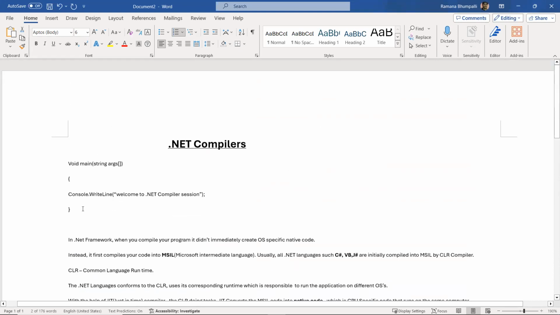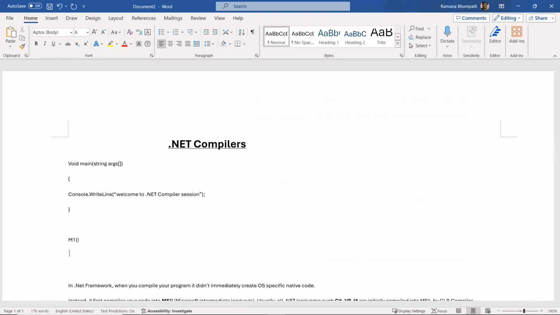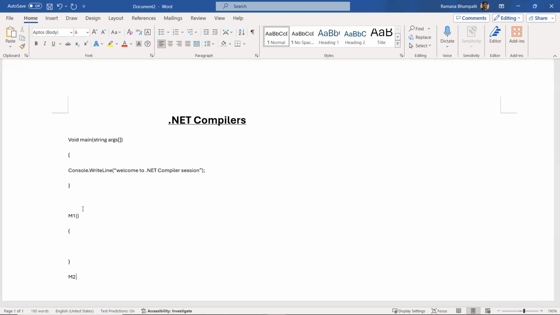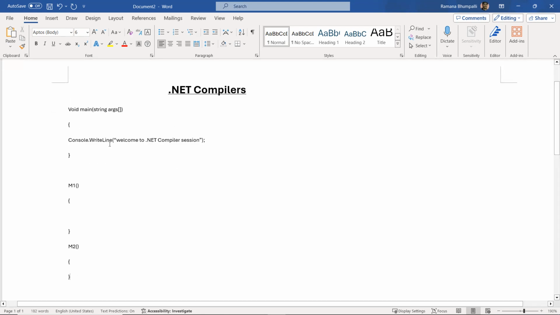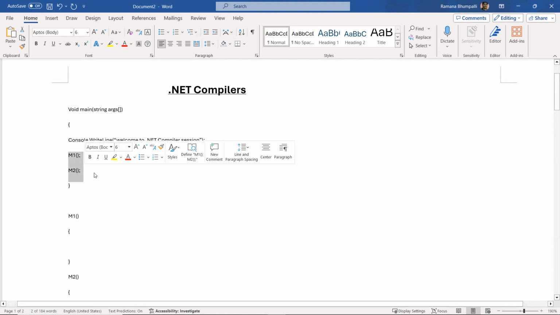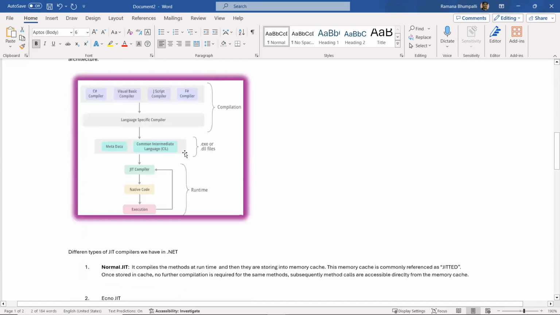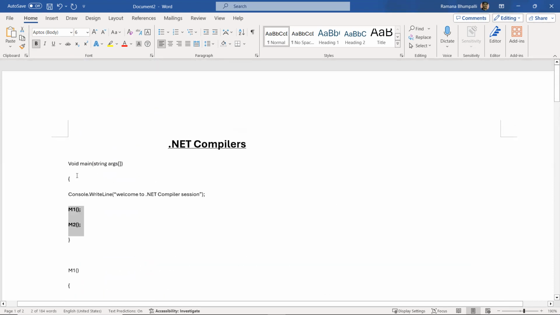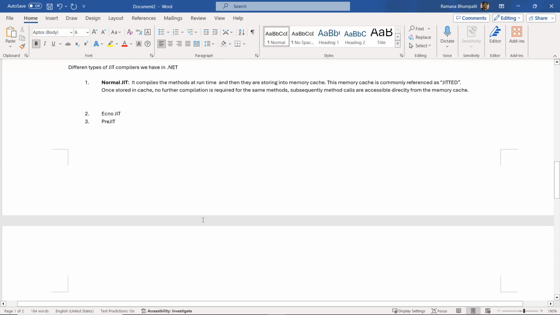Let us take an example here. I have an M1 method and an M2 method. When I call the M1 method or the M2 method, at runtime these methods are going to be compiled, kept in the memory cache and tagged as JITed, so that they get directly fetched for subsequent compilation. After I make changes to this program and start compiling it, these methods come from cache memory. It's not compiling them again. That's what normal JIT is doing.